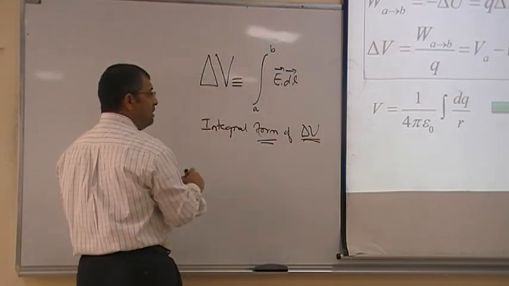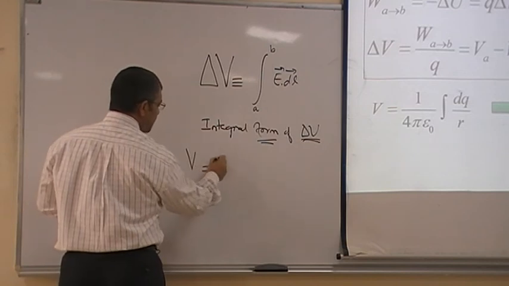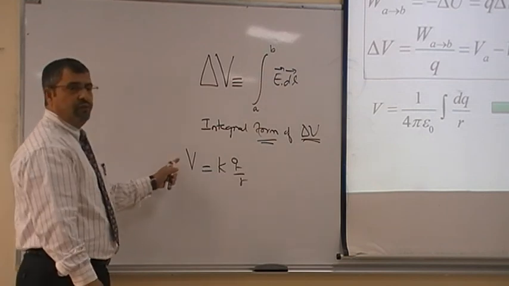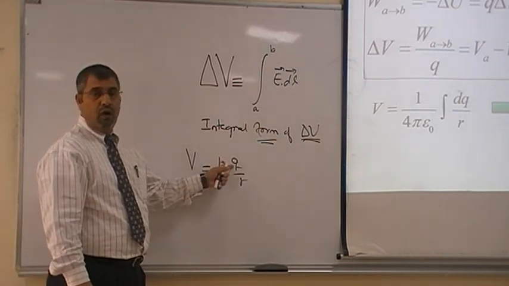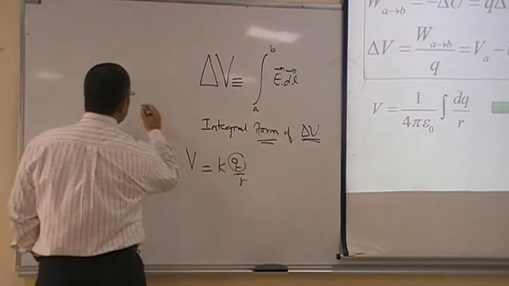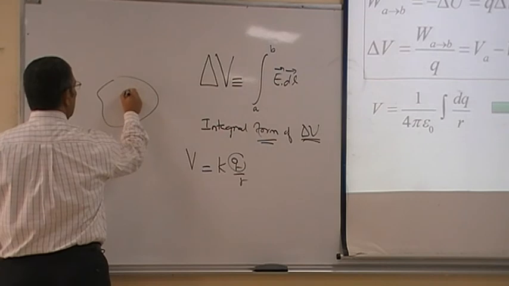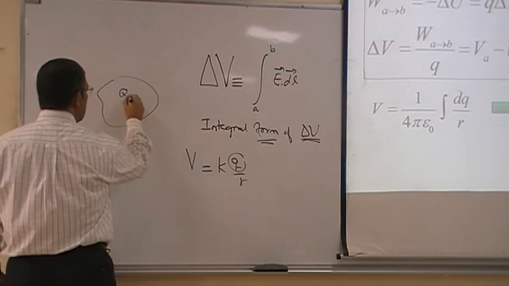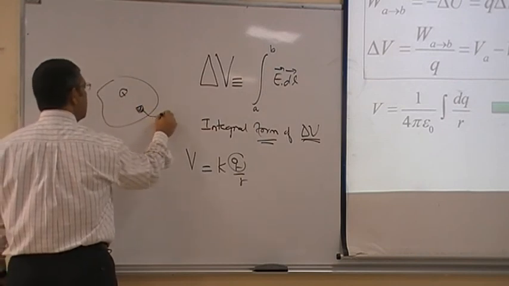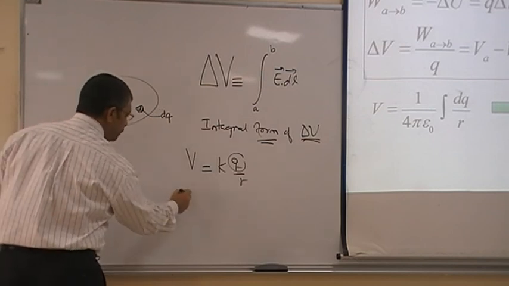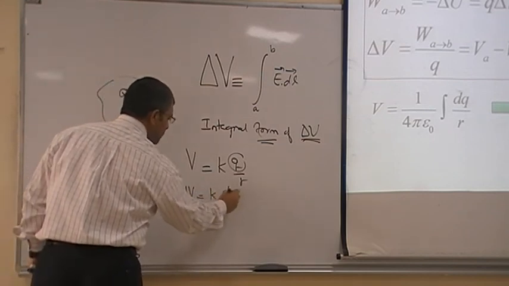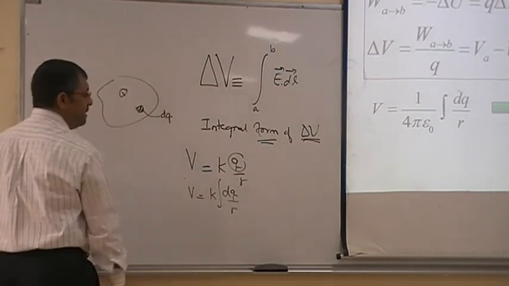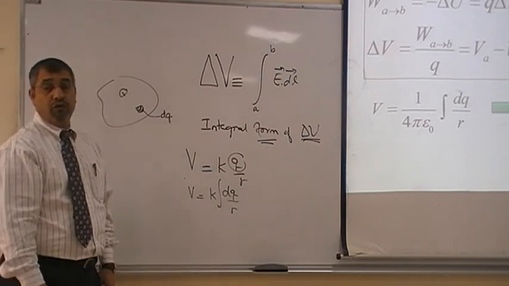But I can have another definition, because if you remember, V was defined as kq over r. This is the potential due to a point charge. What if this charge is somehow distributed, uniformly over some volume or some distance? Then all I have to do is take a small portion of it, and I call it dq. First, dV is equal to k dq over r. And if I integrate both sides, I get V is equal to k times the integral of dq over r.